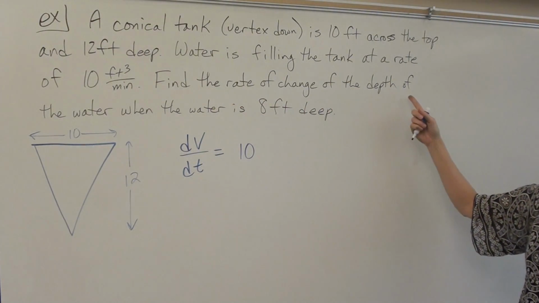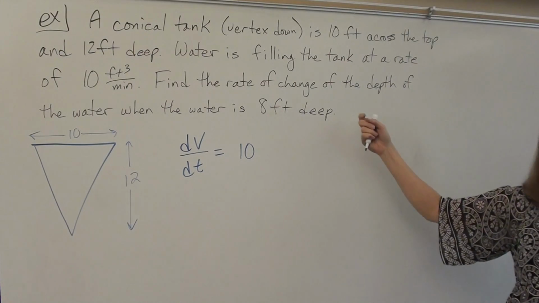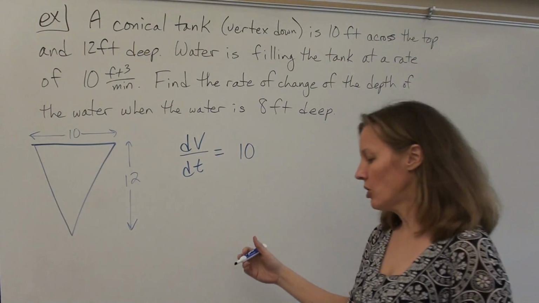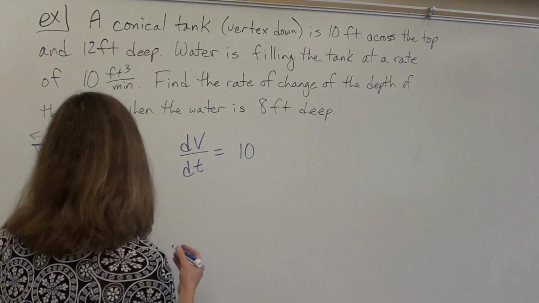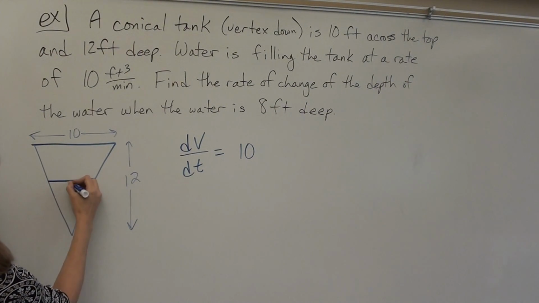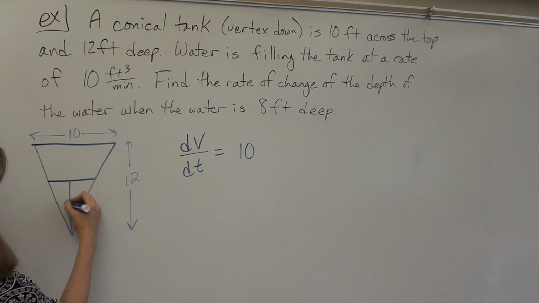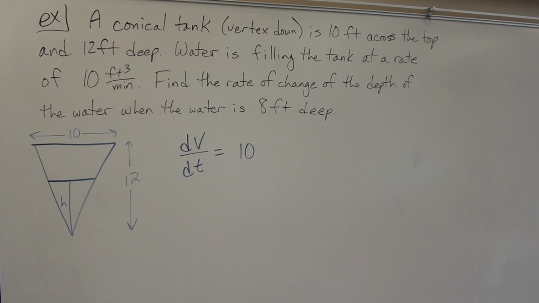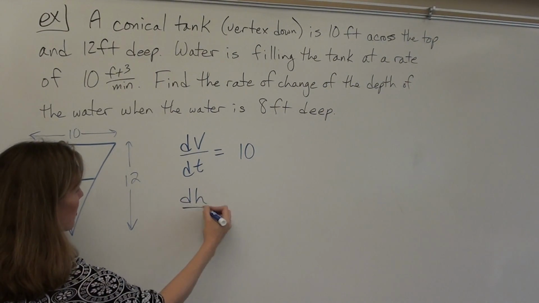Find the rate of change of the depth of the water when the water is 8 feet deep. So we need to draw the water. I'm going to put the water here, because it's about 8 feet deep. And I'm going to let H represent the depth of the water in the tank. So what are we trying to find? The rate of change of the depth of water. So how would I write that? dH/dt. dH/dt is what we're trying to find.